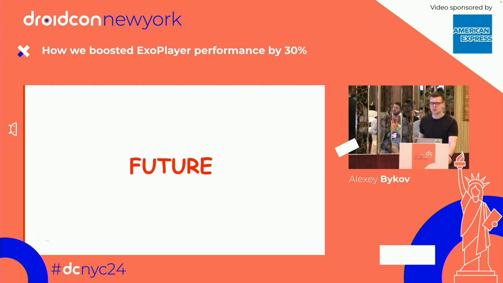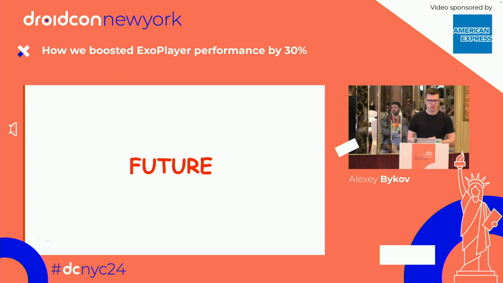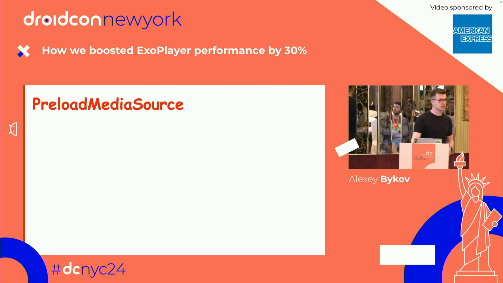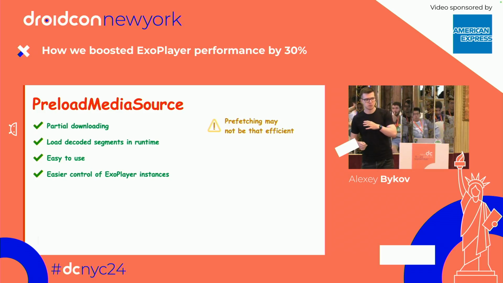But what is the future? Prefetching and pre-warming sound like really similar things. Recently, Google introduced an API for this that is called preload media source. Media source allows you to download video streams partially. You can tell it to download the first couple of seconds. It also decodes segments in runtime, which means that whenever you call ExoPlayer, the video should be able to start immediately.